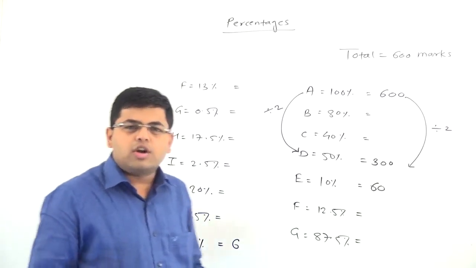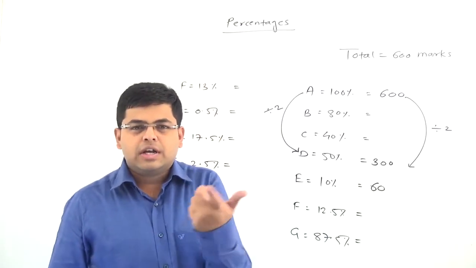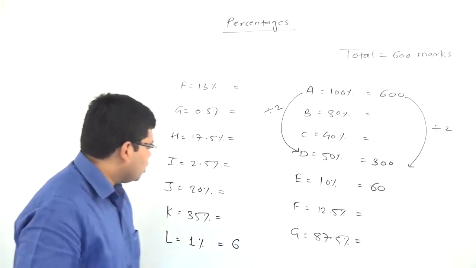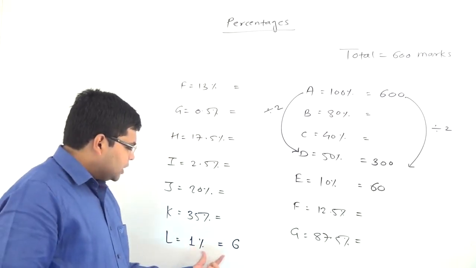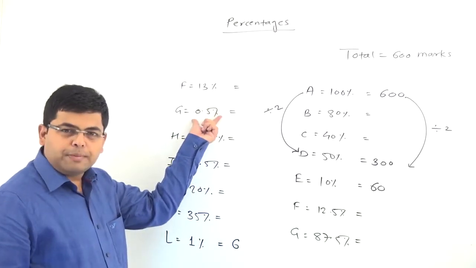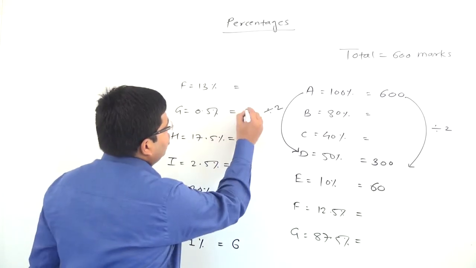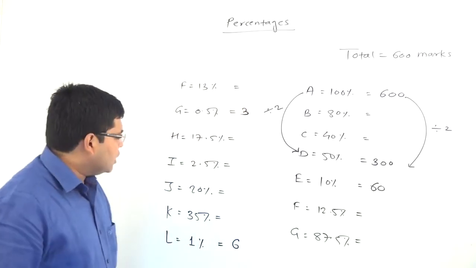And what is the most interesting thing, once you get the value of 1%, it is very simple to calculate all other percentages values. You can calculate 2%, 3%, half percent, 2.5%, and so on. So let us try to do that. 1% equal to 6. 1% divided by 2 is 0.5%, and 6 divided by 2 will come out to be equal to 3.